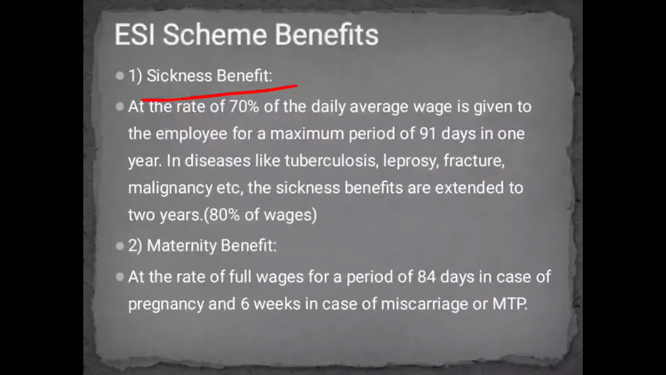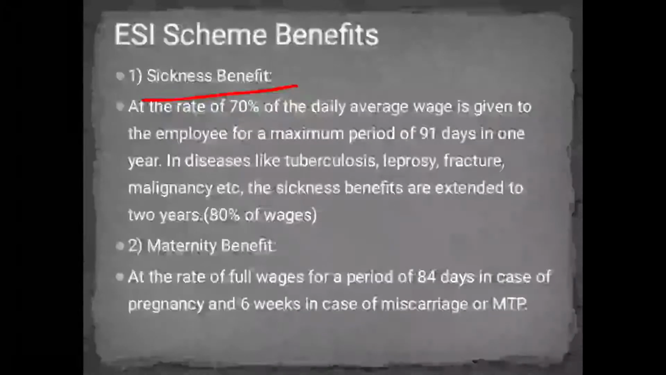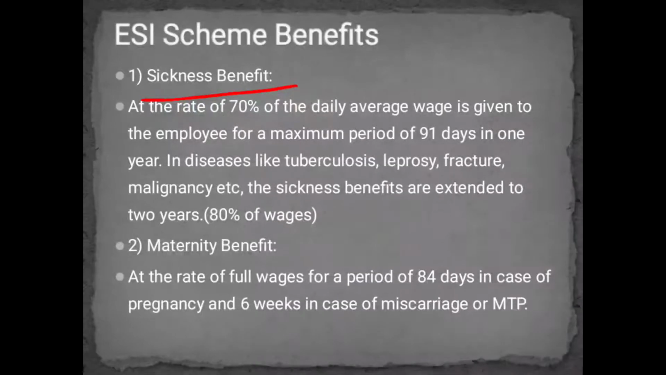At the rate of 70% of the daily average wage is given to the employee for a maximum period of 91 days in 1 year. In diseases like tuberculosis, leprosy, fracture, malignancy, etc., the sickness benefits are extended to 2 years at 80% of the wages. So what it says is 70% of daily wages is given to the employee for a maximum period of 91 days. Even if a person doesn't go to work in such cases, leprosy or any fracture, that wages will be paid from the ESI sickness benefit, that is called cash benefits.